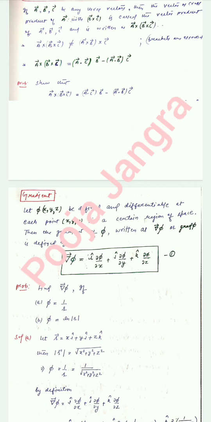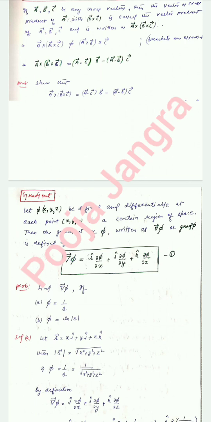is defined by del phi. How will we write the gradient of phi? Del phi is equal to i cap del phi upon del x plus j cap del phi upon del y plus k cap del phi upon del z. This is equation number 1.